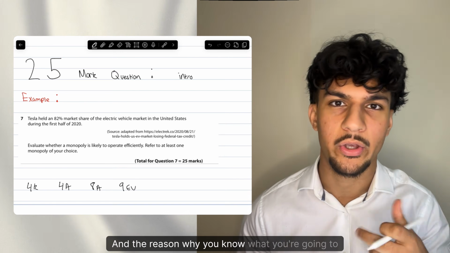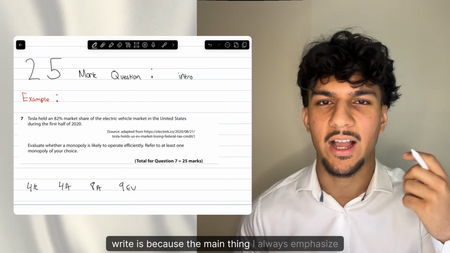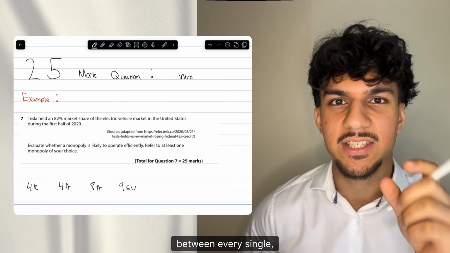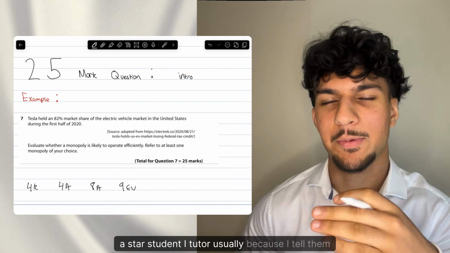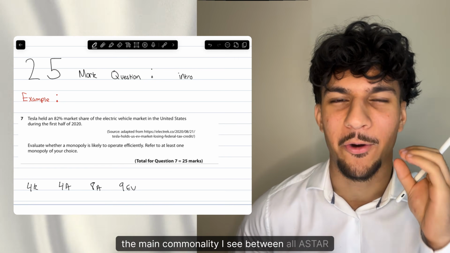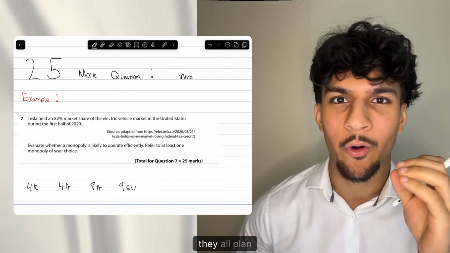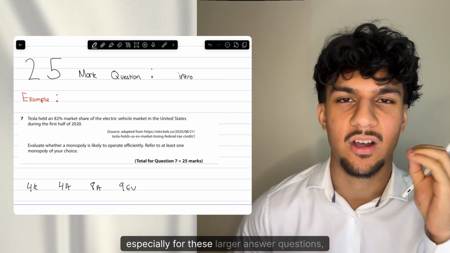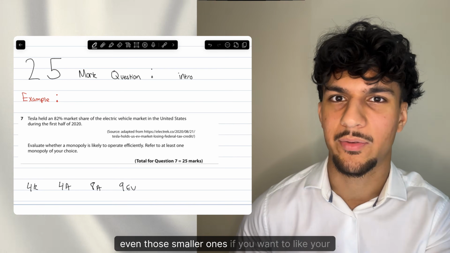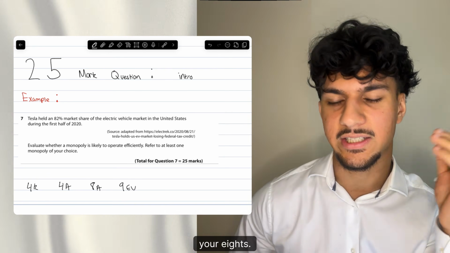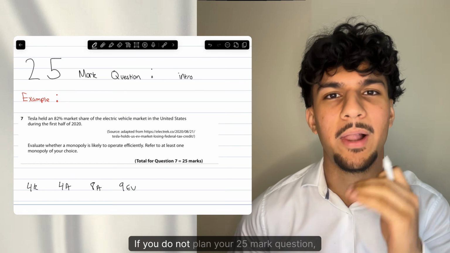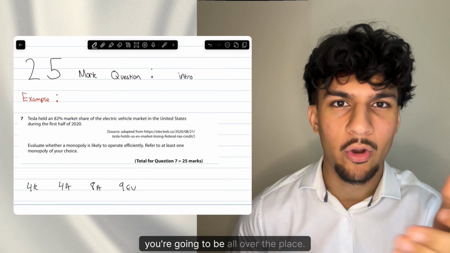And the reason why you know what you're going to write is because the main thing I always emphasize to students, and one of the commonalities I've seen between every single A-star student I tutor, usually because I tell them to do it, is that they all plan. Especially for these larger answer questions, your 15s, your 25s, even the smaller ones if you want to, like your 12s, your 5s, your 8s. But you need to plan your 25 mark question. If you do not plan your 25 mark question, you're going to be all over the place.